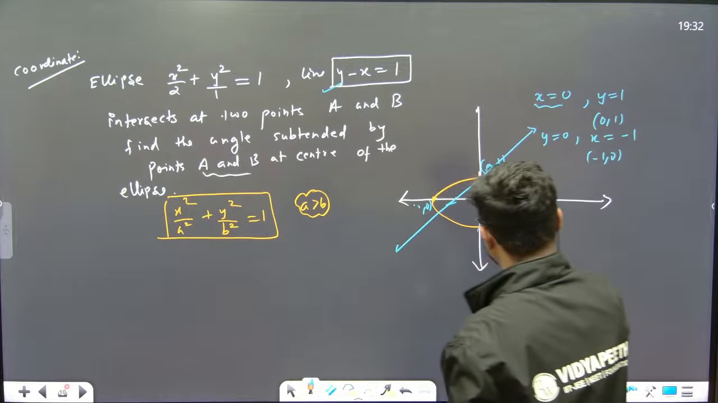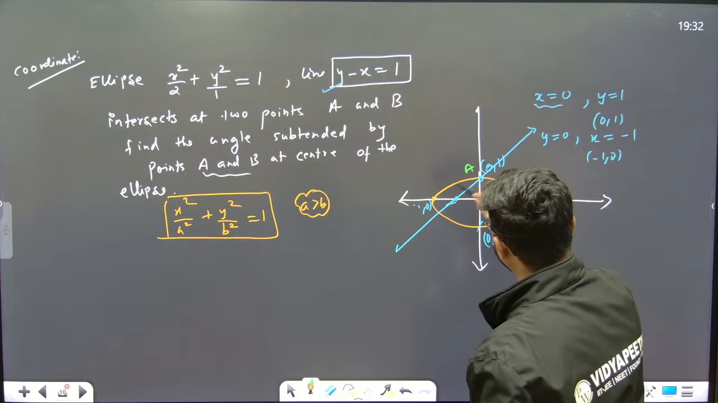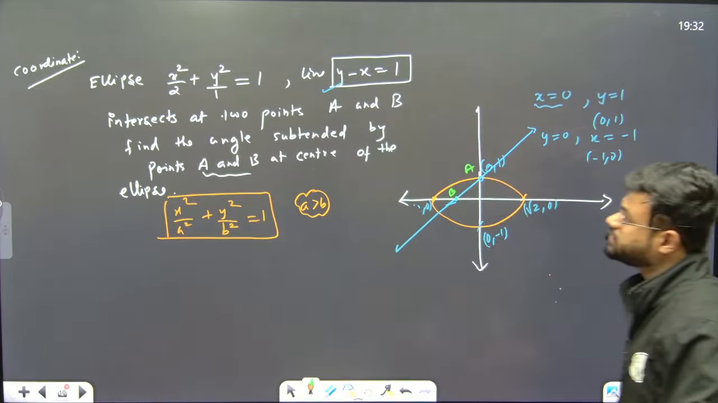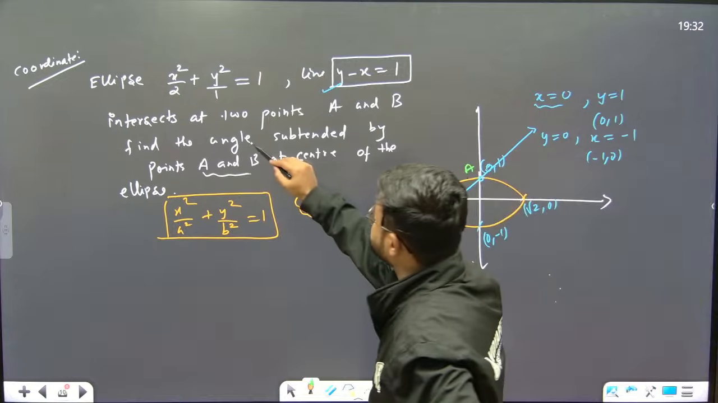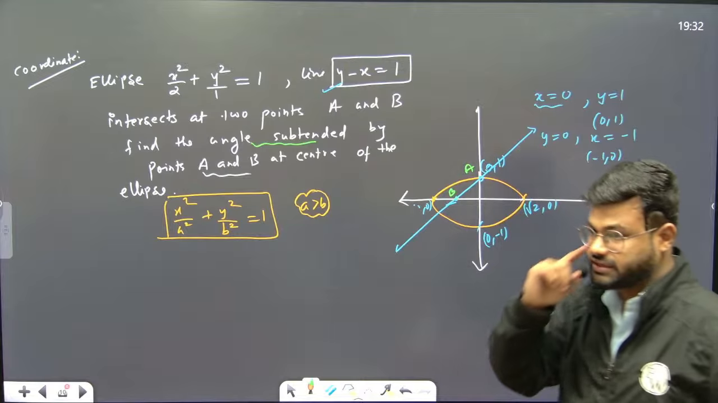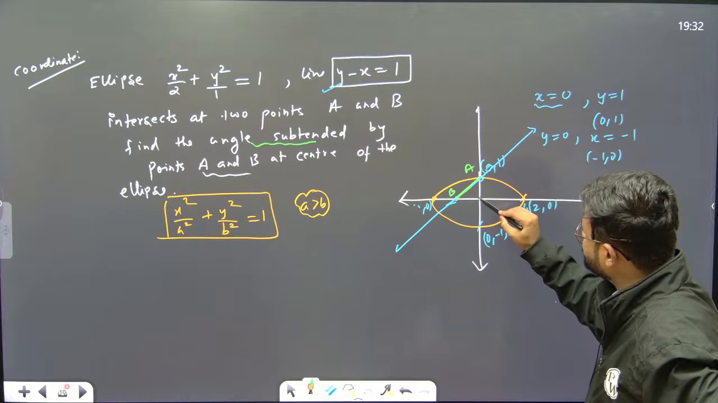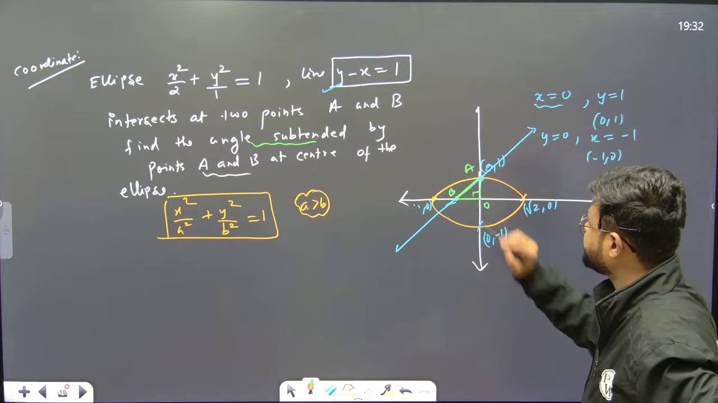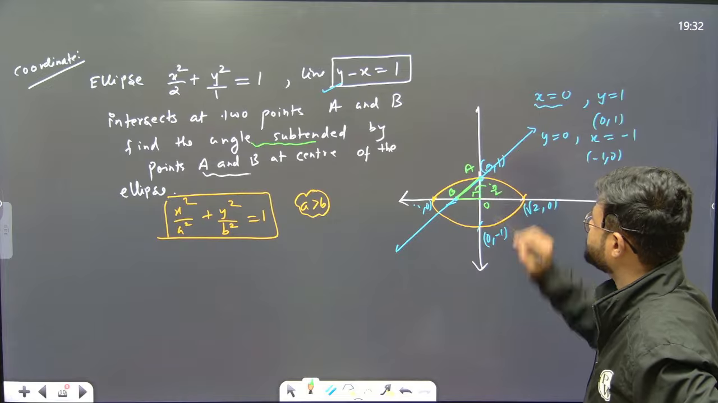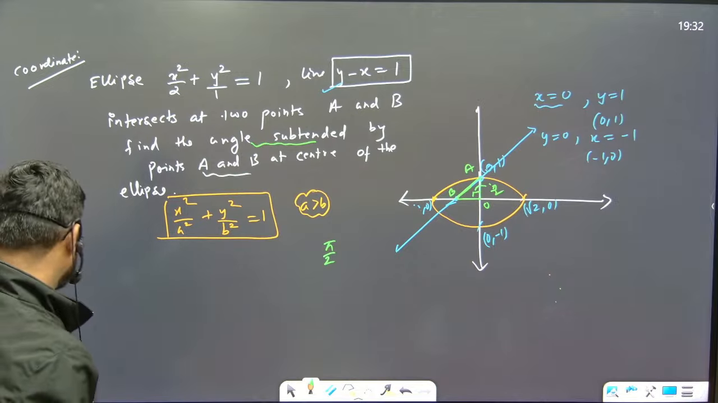Now let's consider these 2 points as A and B. Let's say this is point A, this is point B. Now they are asking the angle subtended by the points A and B at the center of the ellipse. The keyword here is angle subtended. An angle can be subtended only by a line segment, not a line. So AB is a line segment. We connect these 2 points to the center and we can easily see from the diagram this is 90 degrees. So the answer is pi by 2 for this particular question. Again, let's move to the next question.